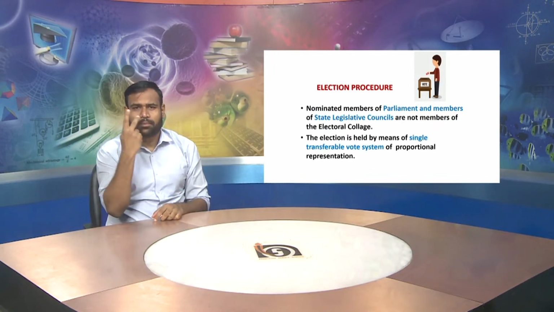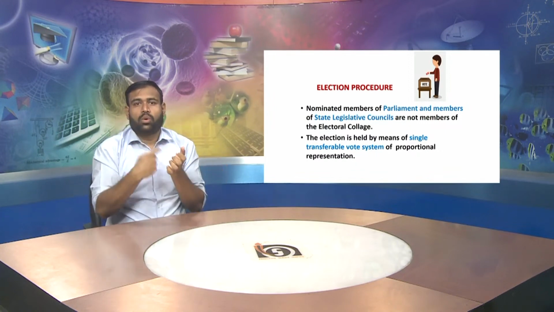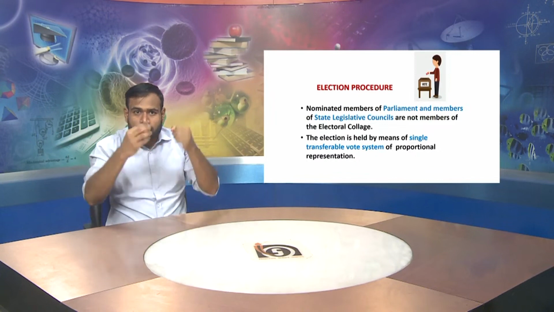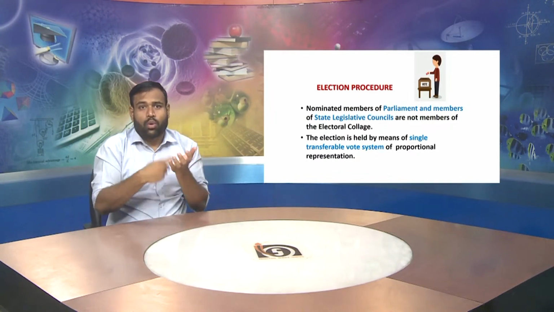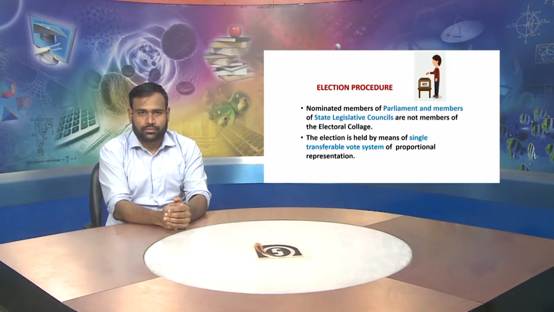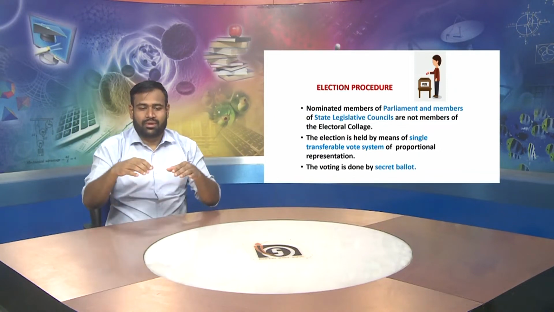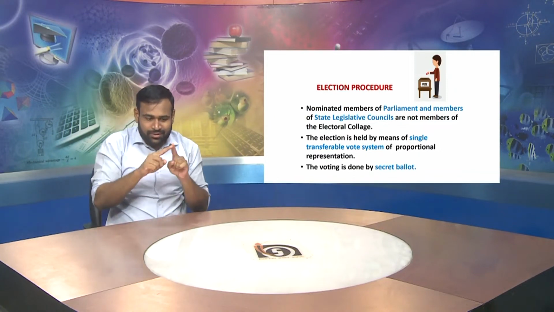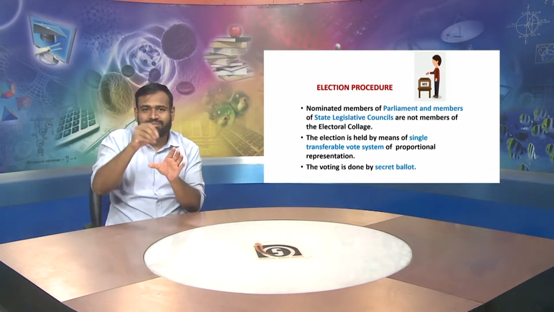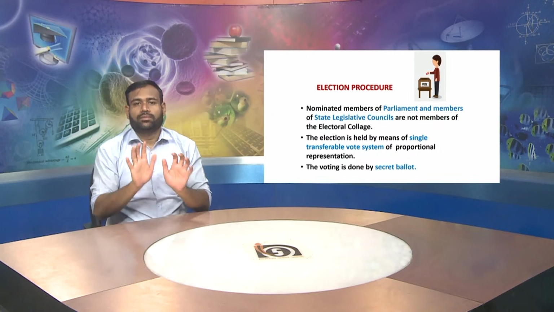And there is a specific procedure of election which is held by the means of a single transferable vote system of proportional representation. We call it as TVS. We will understand this in detail in further slides. And also the election procedure, the voting is done by the secret ballot, means whoever selects whom, that all is kept confidential.